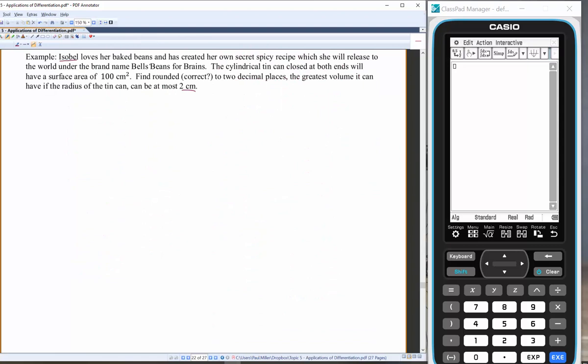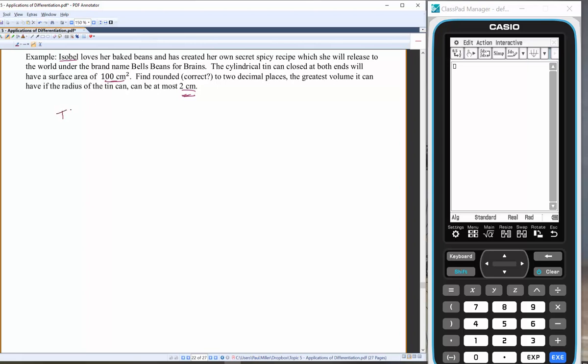What we're essentially going to do is take the idea that we've got this finite amount of surface area, which is, we've got basically 100 centimeters squared of tin or something like that. And what we want to do is work out the largest volume that the tin can be, okay? Given that we can vary the radius, but at most we can make this radius 2 centimeters. All right, so here goes the problem, and it certainly is a good one.